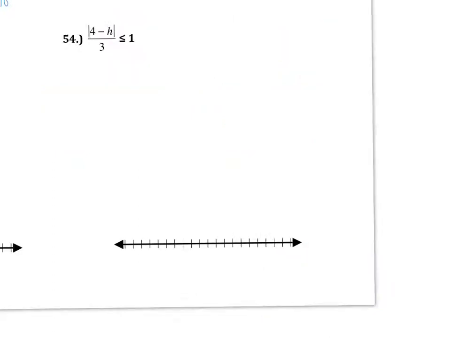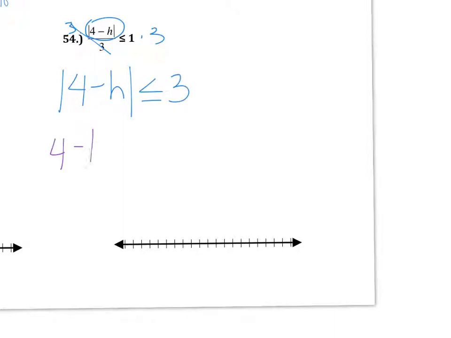We're going to jump down and take a look at number 54, and we want to get that absolute value by itself. So currently it's being divided by 3, so we're going to multiply both sides by 3. So when that happens, these 3's are going to cancel out. So we have absolute value of 4 minus h is less than or equal to 3. So we are going to now split this up into the 2 inequalities. So 4 minus h is less than or equal to 3, and 4 minus h is greater than or equal to negative 3. And we are going to solve for h.